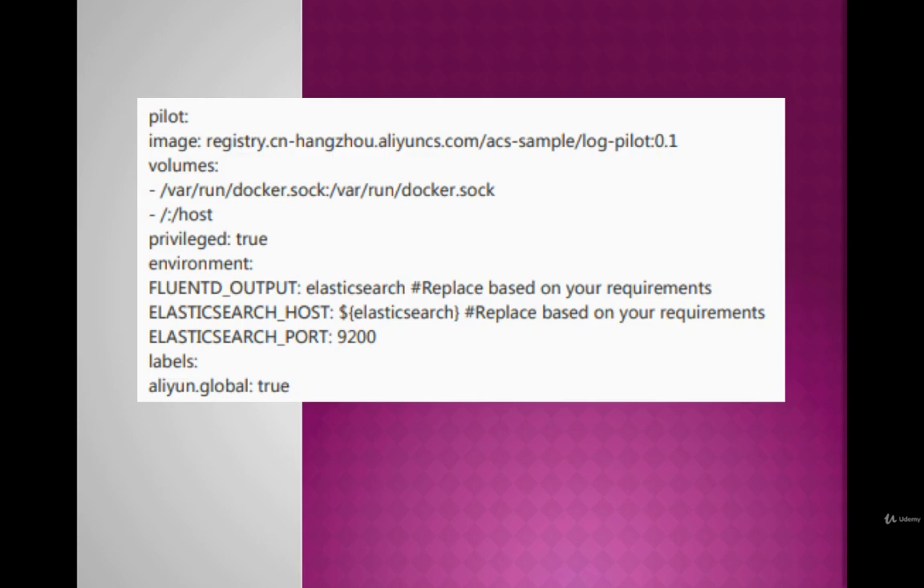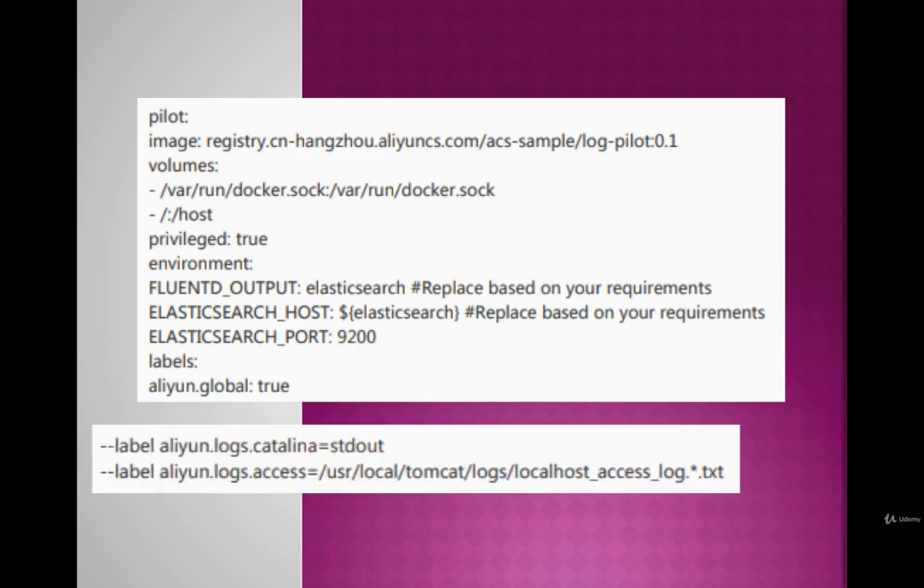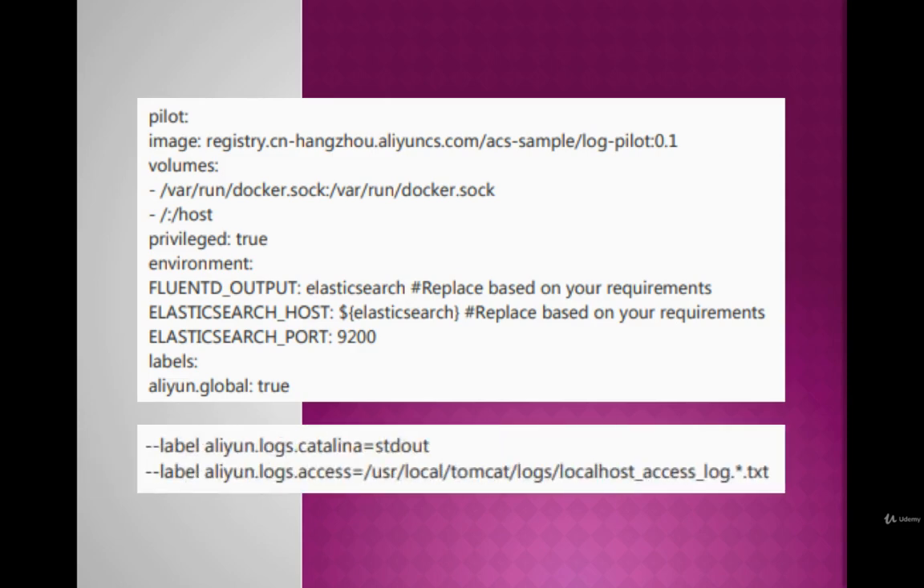Then you can use the aliyun.logs.xxx label on the application that you want to collect logs. Now coming on to label description. When Tomcat is started, the following two labels are declared to tell log pilot the location of the container logs, as you can see on the screen. You can also add more labels on the application container.